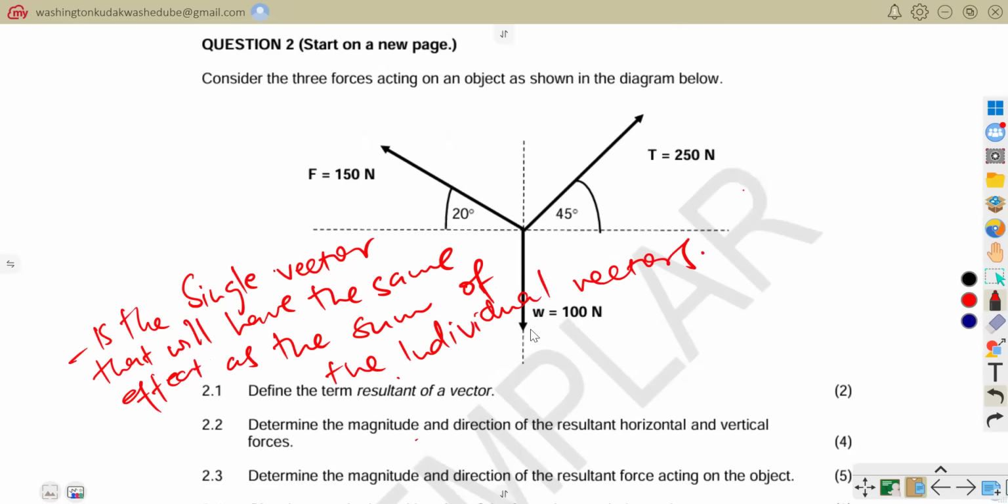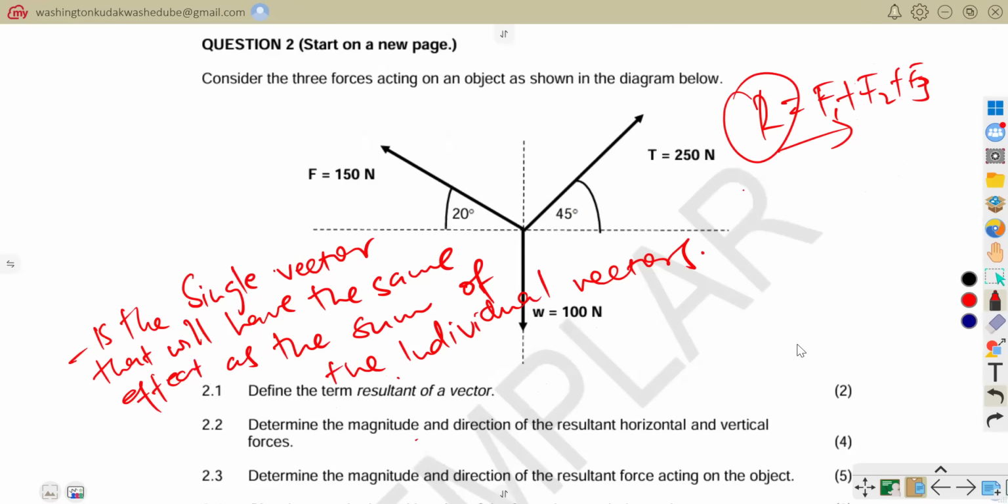Here, the vectors that we are referring to are the forces. So the resultant would have the same effect as the sum of the 3 forces that are there. If we sum them considering their direction, the resultant would have the same effect as these 3. That is what the term resultant of a vector means. It is a single vector that will have the same effect as the sum of the individual vectors.